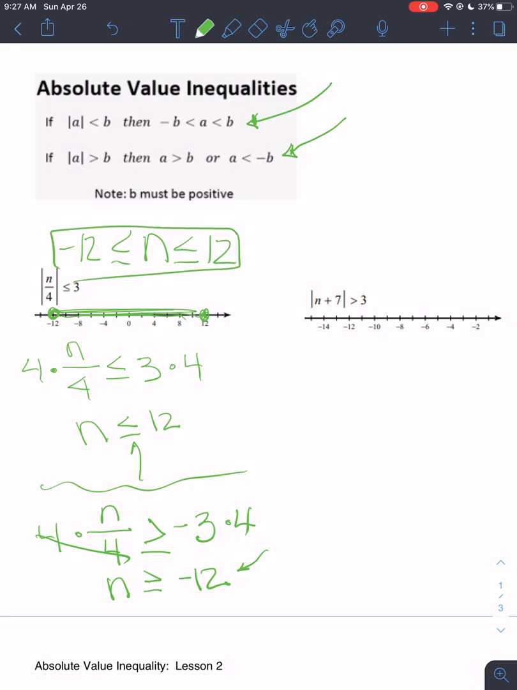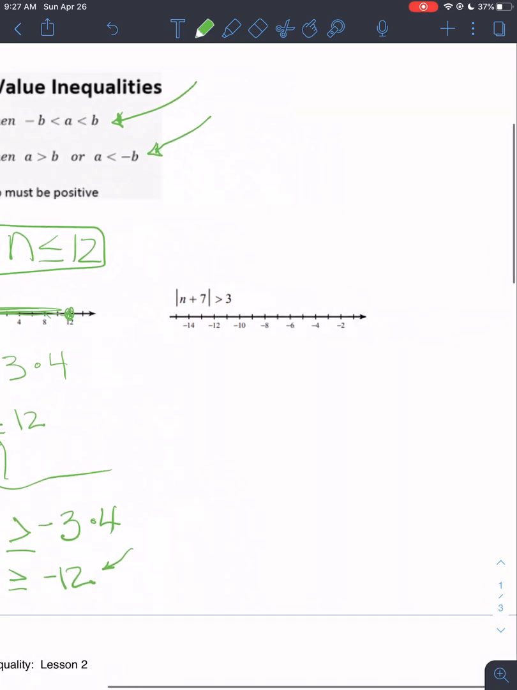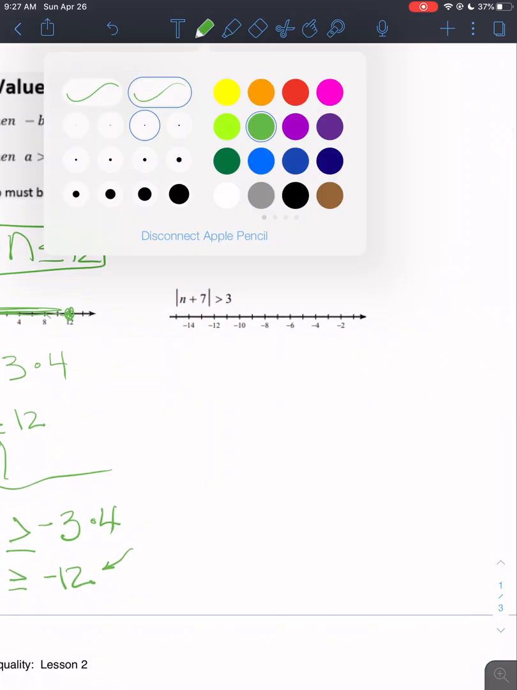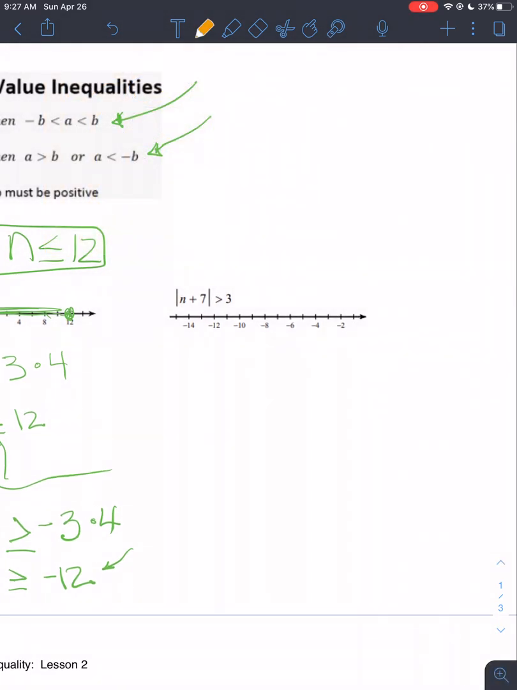All right, let's try it with a greater than symbol. Okay, so again, you want to drop the absolute value bars. So we have n plus 7 is greater than 3. Subtract 7 from each side. You get n is greater than negative 4.